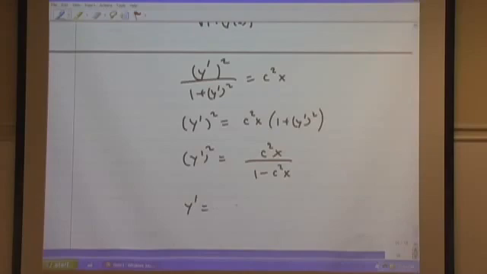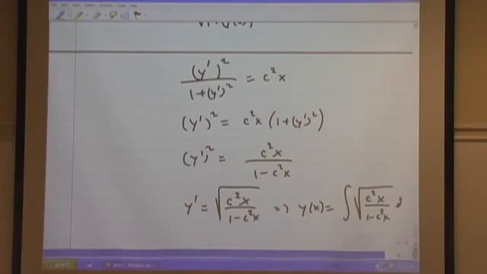So y prime is basically the square root of c square x over 1 minus c square x, and y of x by integration is the integral of this, so it's the square root of c square x over 1 minus c square x dx. Remember, the derivative is with respect to x, so the integral is going to be with respect to x as well.